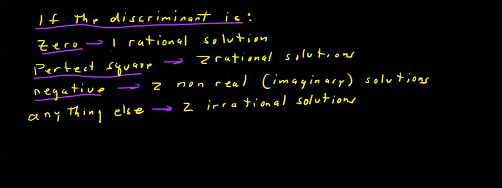Now you should know this. I don't think we've had 0 yet, and we haven't had negatives, but we've had perfect squares, and we've had a lot of positive non-perfect squares giving us irrational solutions. All right, that's it. This will be on the test, but it's a minor part, and it's quite frankly the easiest part.